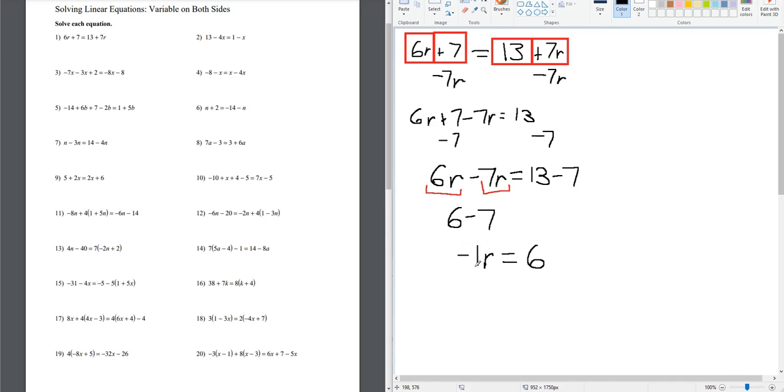There's a -1 here. So what I'm going to do is take this -1, which we know is -1 times r, because when you have two values next to each other, that's multiplication. And I'm going to divide by -1 on both sides. Again, whenever you move something from one side to the other side, you have to do the opposite of what it was originally doing. So if it was originally multiplying, the opposite of multiplication is division. So these cancel, so I just end up with r, and then I get 6 divided by -1, which is -6. So the solution to this is r equals -6.